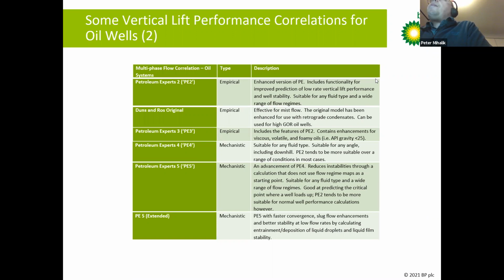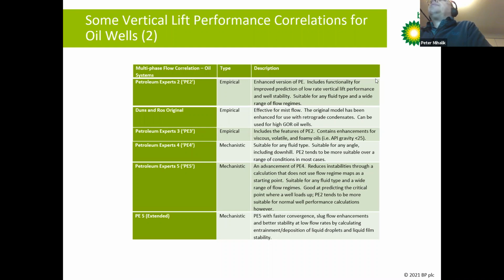PE3 is basically the correlation we might reach for if you want to calculate heavy oils. PE4, PE5, PE5 extended, these are so-called mechanistic correlations which calculate things more from first principles and tend not to be used for well modeling. They might be more suitable for flow line modeling, surface pipework. But PE5 can be used for well modeling as well in order to help us assess well stability.